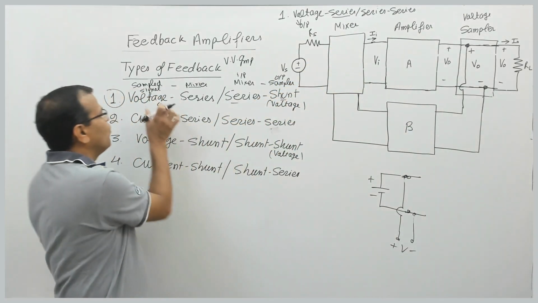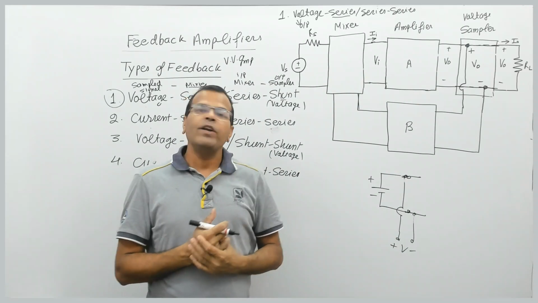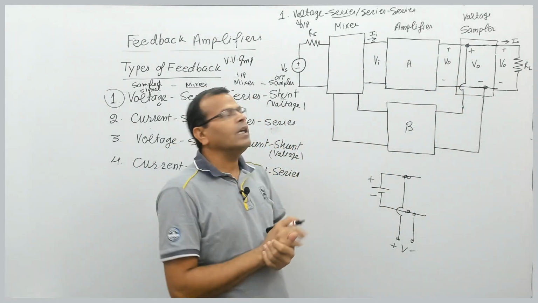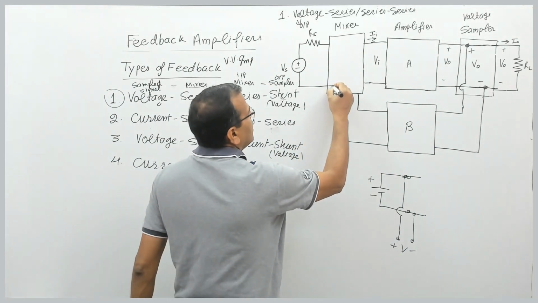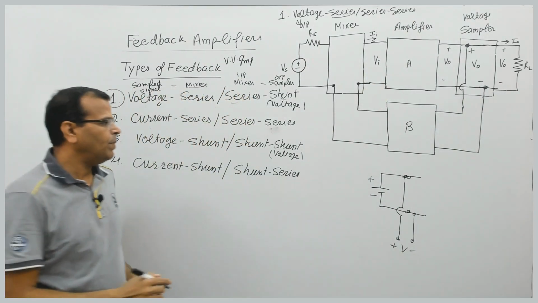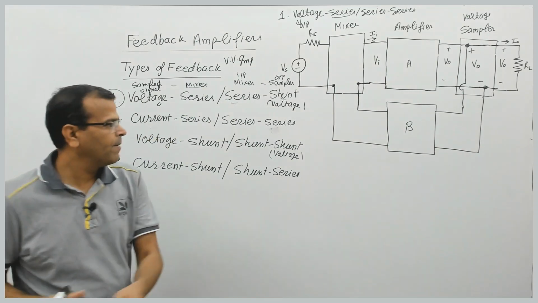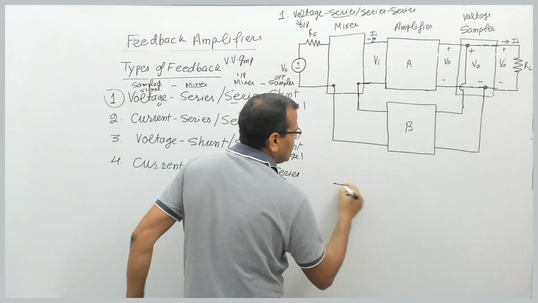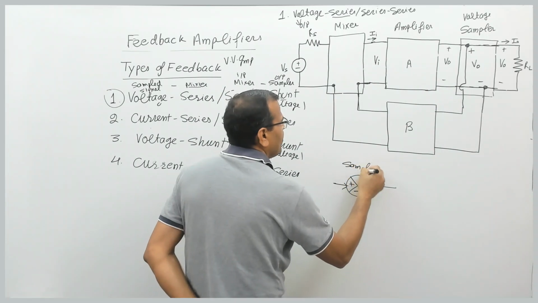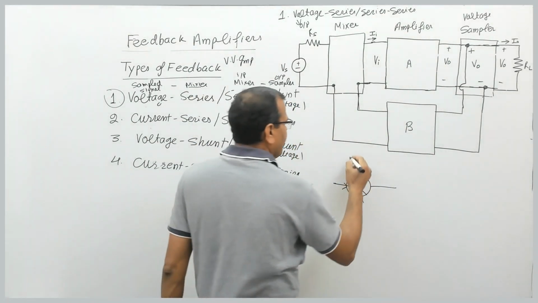Series mixing. Voltage series mixing, series shunt I have already explained. When you have series mixing, the output signal of this amplifier is definitely a voltage signal. In series mixing, what do we do? We take the series connection of the signal like this. Please see that block diagram. I'll redraw the block of the mixer. Sorry, not sampler, mixer. This is the mixer.